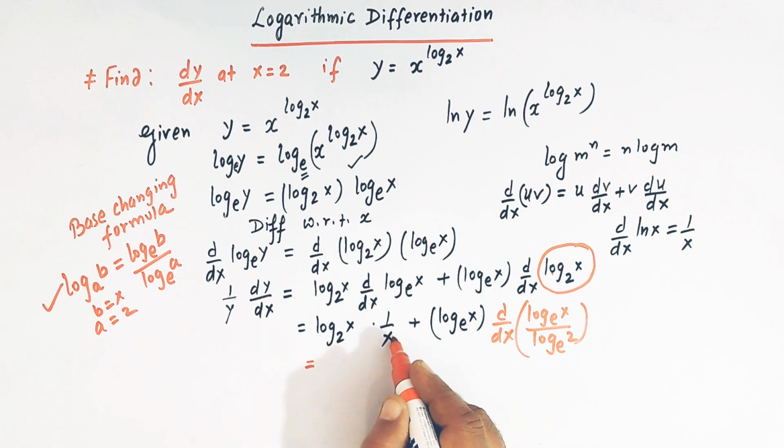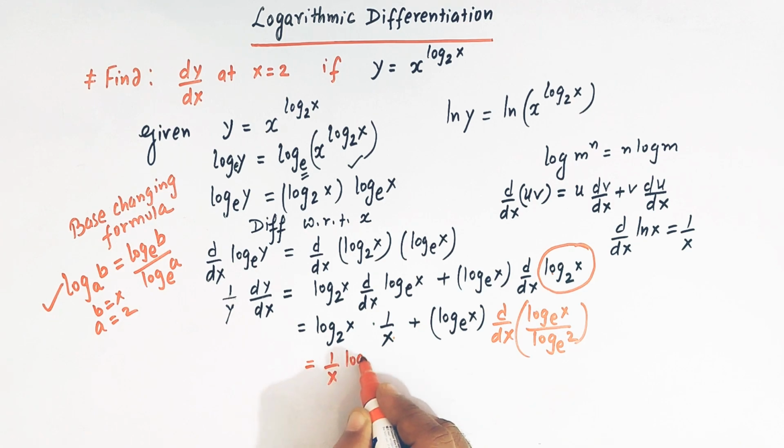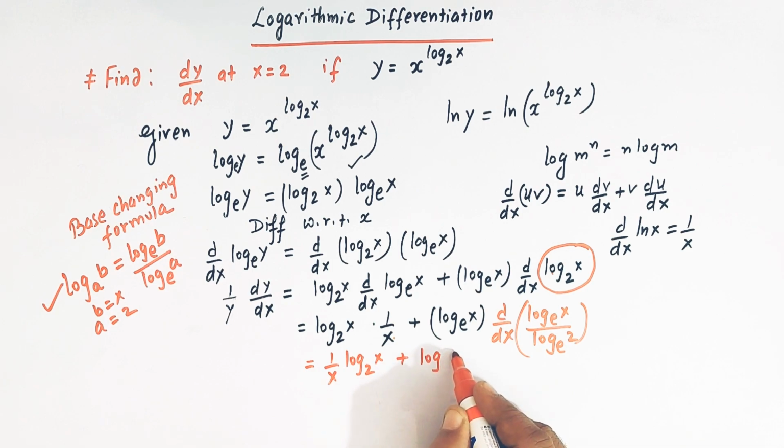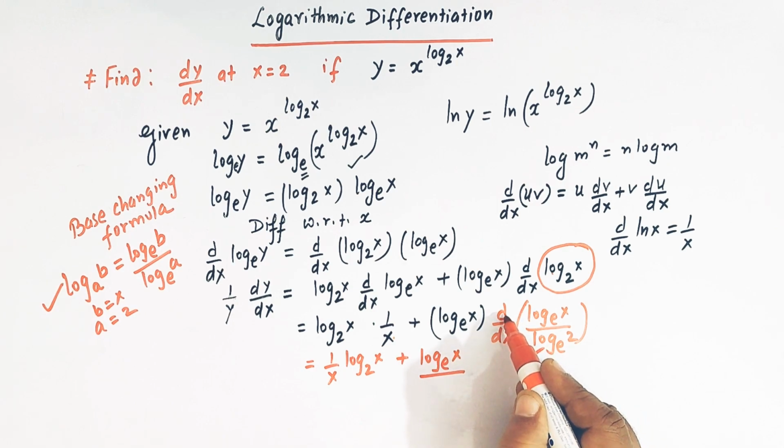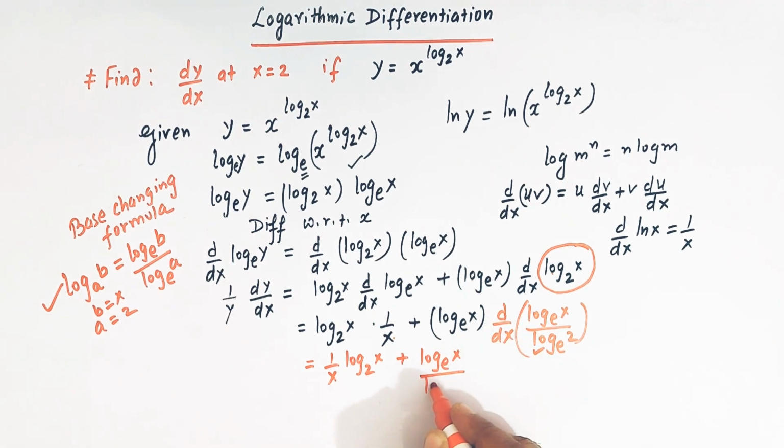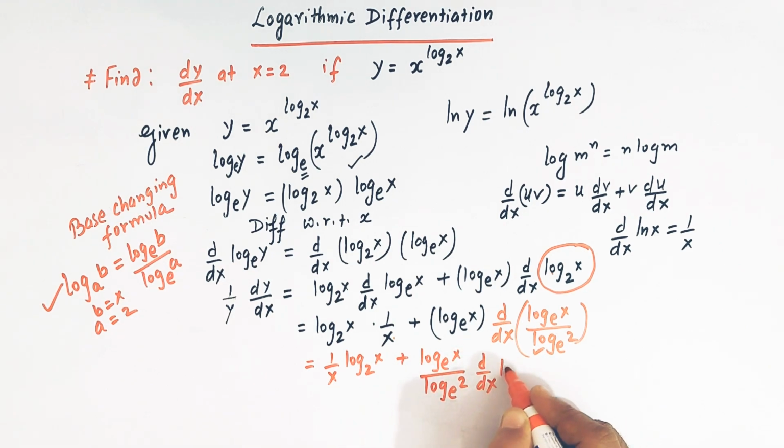So now we have here 1 over x. We can take 1 over x in front of log x to the base 2, and then we have log of x to the base e divided by log 2 to the base e, and this log 2 to the base e is a constant. So we can take it outside the derivative operator. So we have log 2 to the base e, and we are left with d by dx of log x to the base e, right?